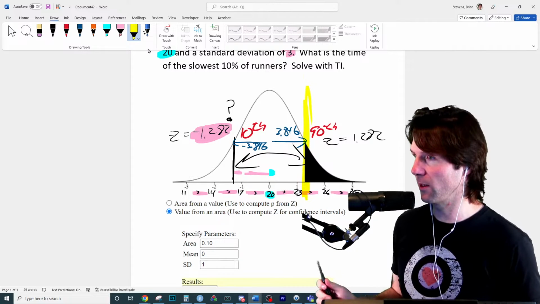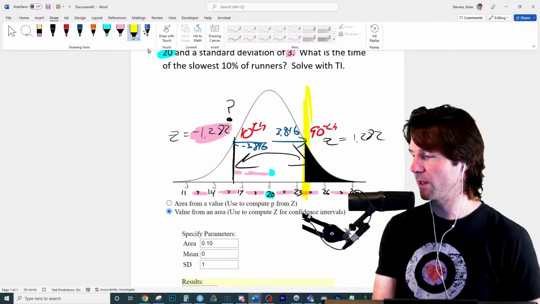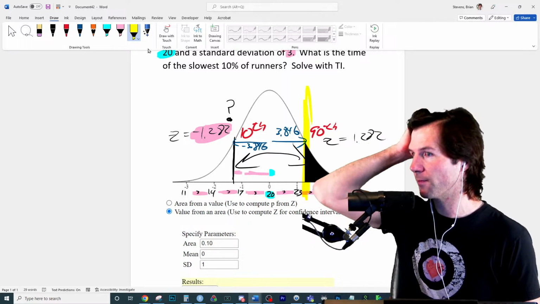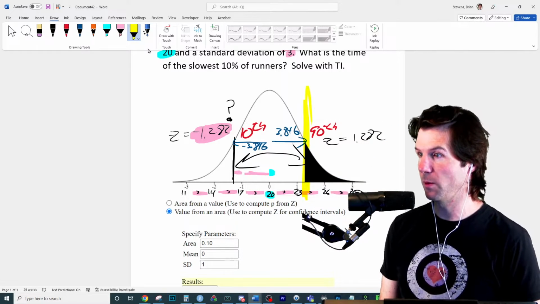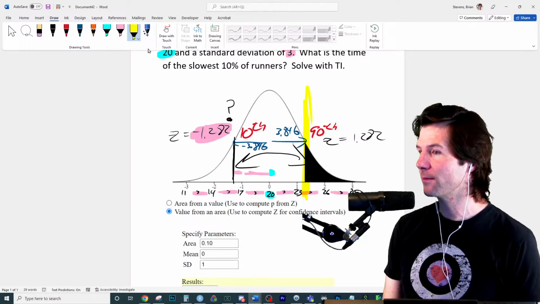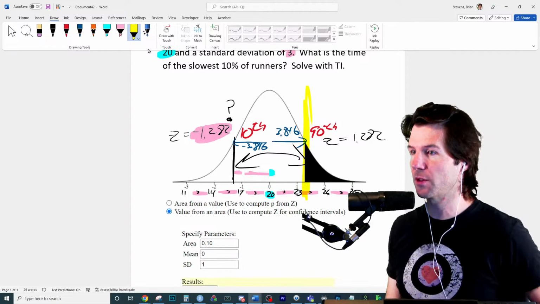And then we're going to use the calculator. So what is the time of the slowest 10%? The slowest, which would be the 90th percentile. Use the information on the screen.